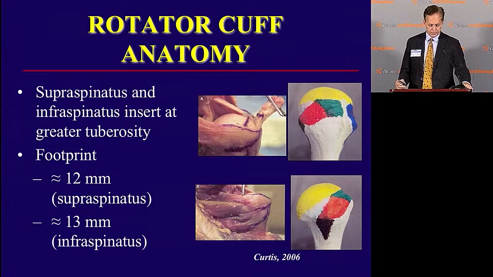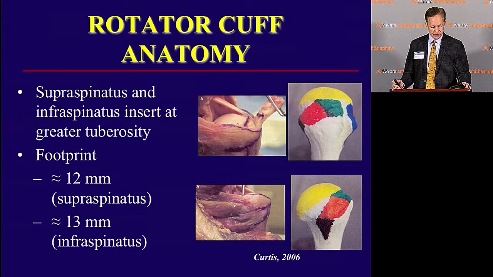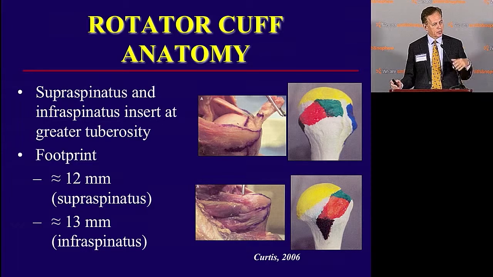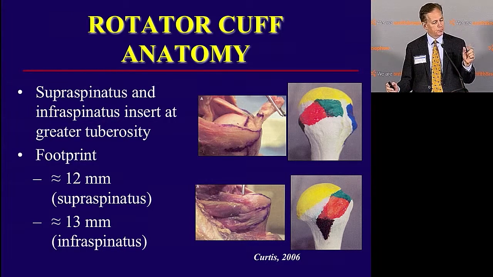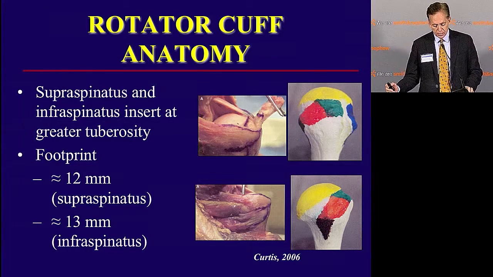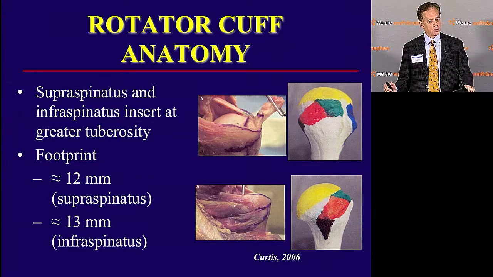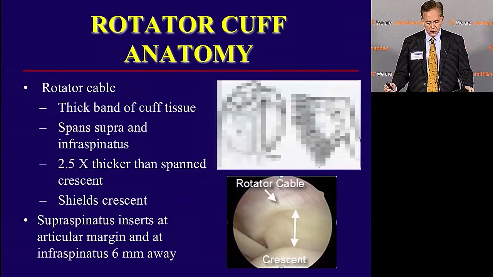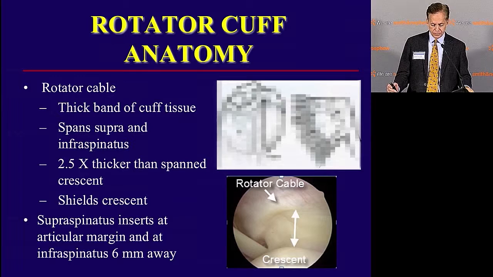And just in brief review, rotator cuff anatomy, of course we know the supraspinatus and infraspinatus insert on the greater tuberosity. What's important about the anatomy of the rotator cuff, especially with partial thickness tears, is the footprint itself. We know that the footprint for the supraspinatus is about 12 millimeters, the infraspinatus about 13 millimeters, and that's really important to have in our brains because we have to know what percentage of the tear is represented when we measure these tears. Also, the rotator cable, this thick band of cuff tissue that spans the supra and infraspinatus tissue, shields the crescent, and the supraspinatus inserts here.